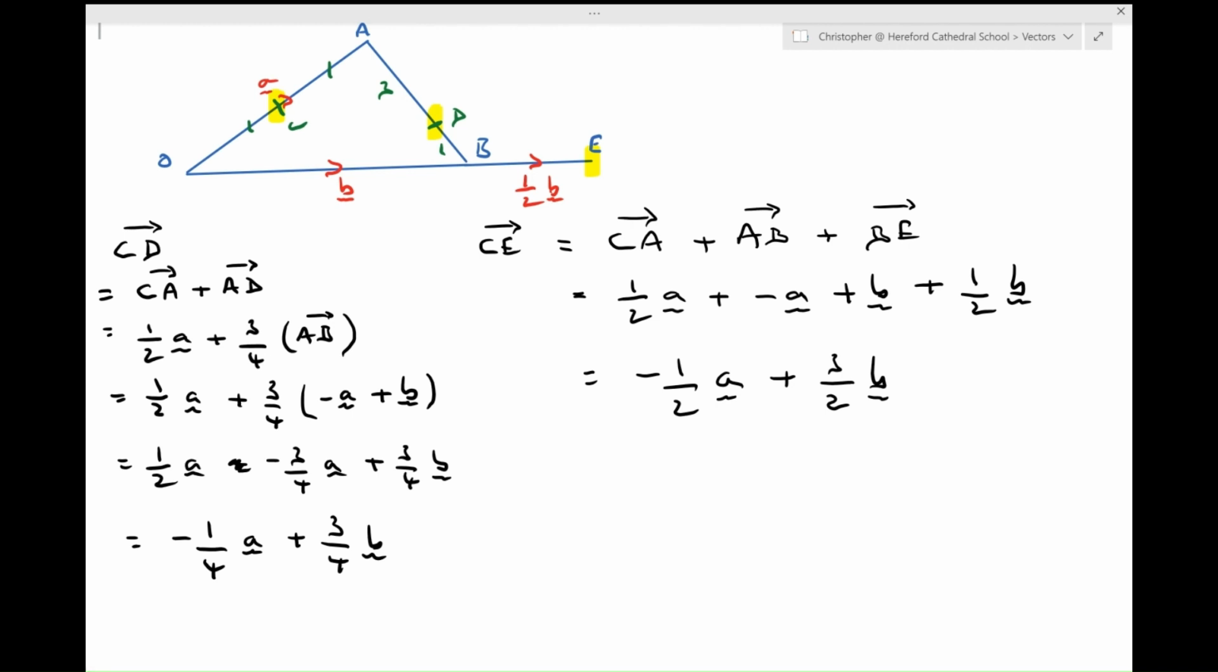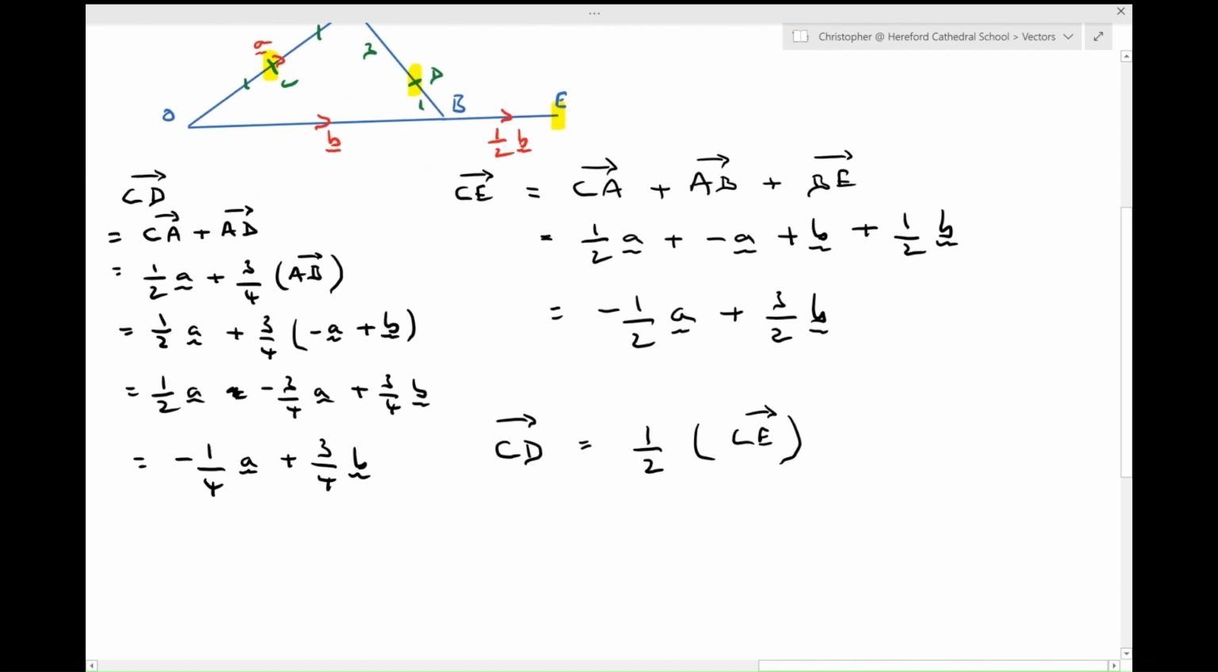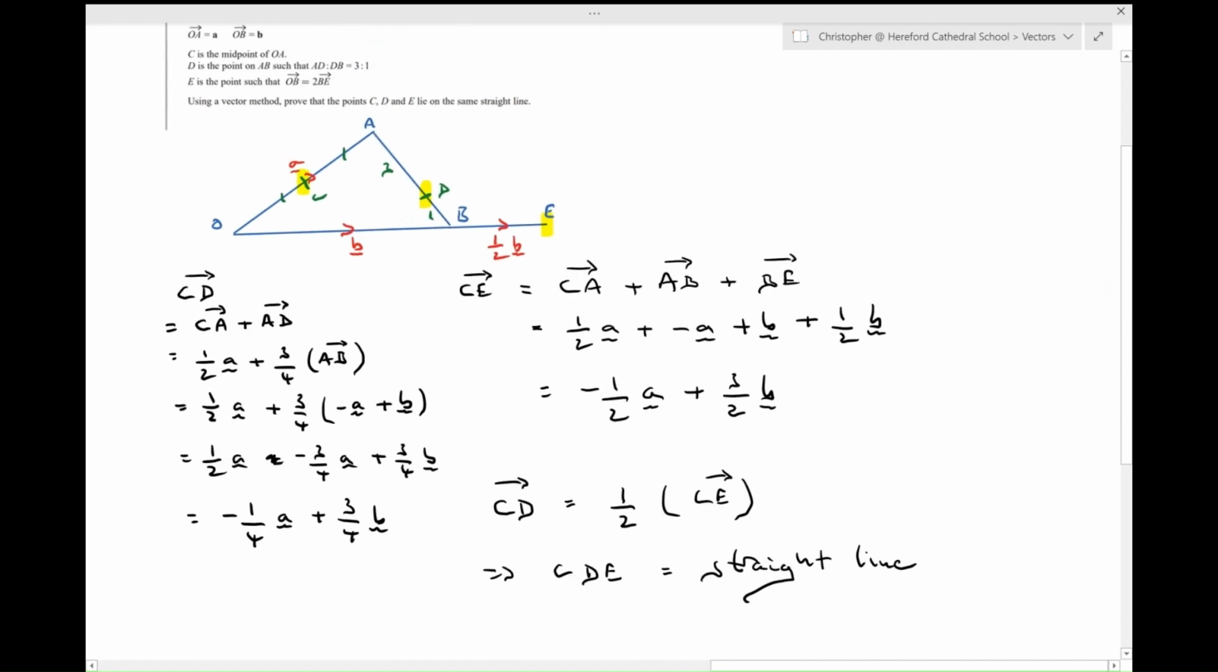Well, let's look at my two resulting vectors there. I can see that CD is equal to a half of CE. So because CD is a perfect fraction of CE, then C, D, and E must be collinear, or CDE is a straight line. And that is my proof that C, D and E lie on the same straight line.